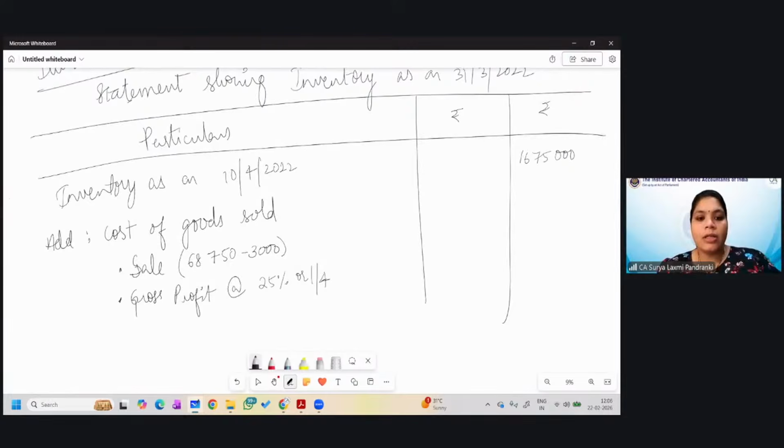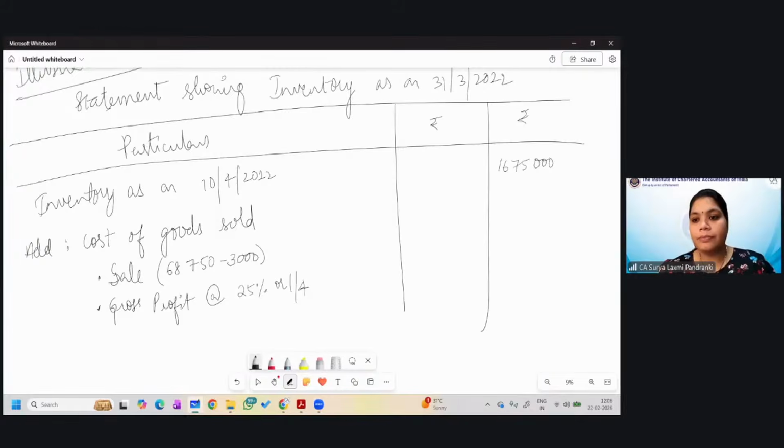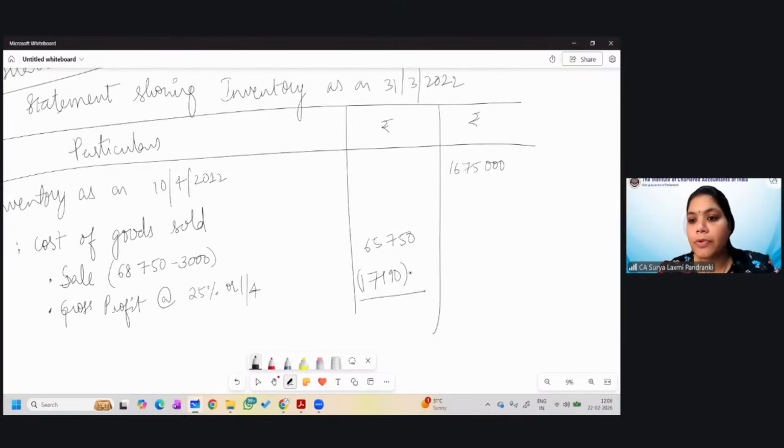Let us do this. So how much is the value? Calculate this also. This will be 65,750 minus gross profit. How much? 17,190. Okay. I want the net figure also. Net figure of cost of goods sold. 49,313. Okay. 49,313.